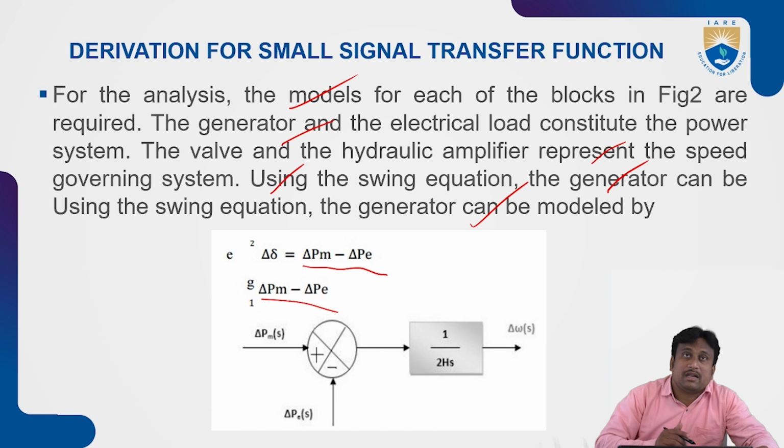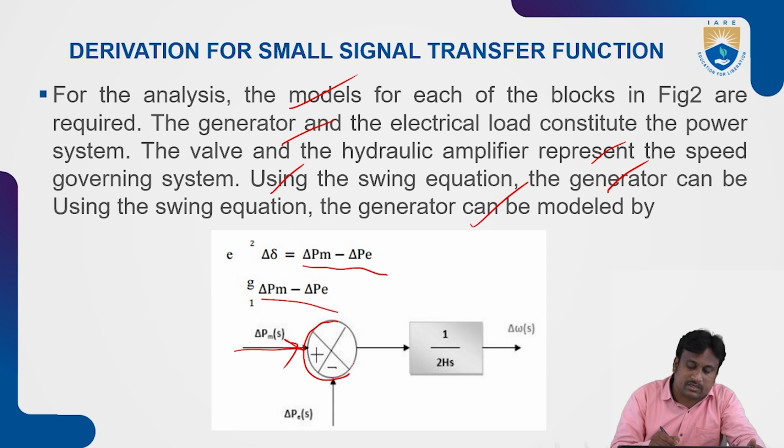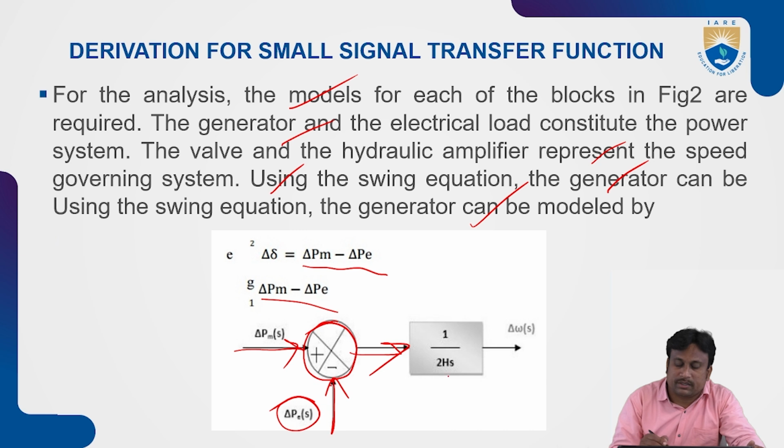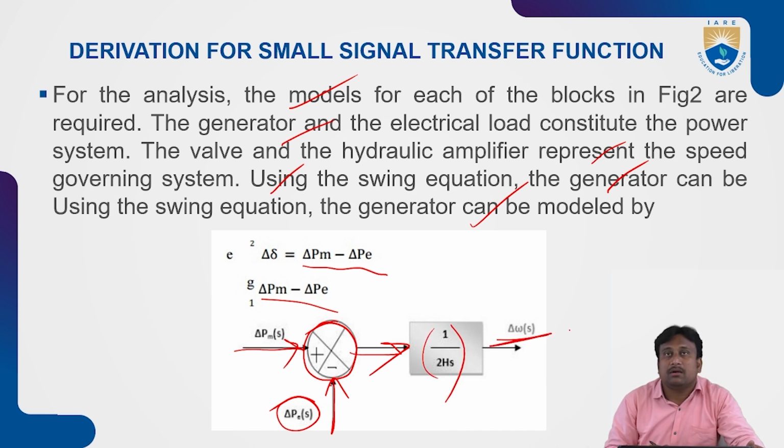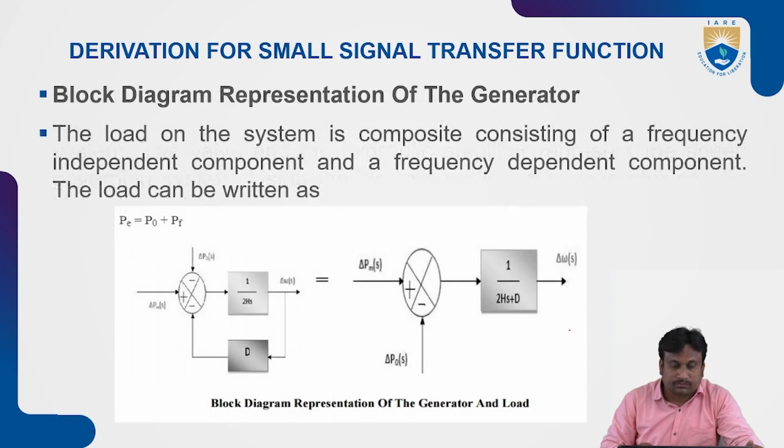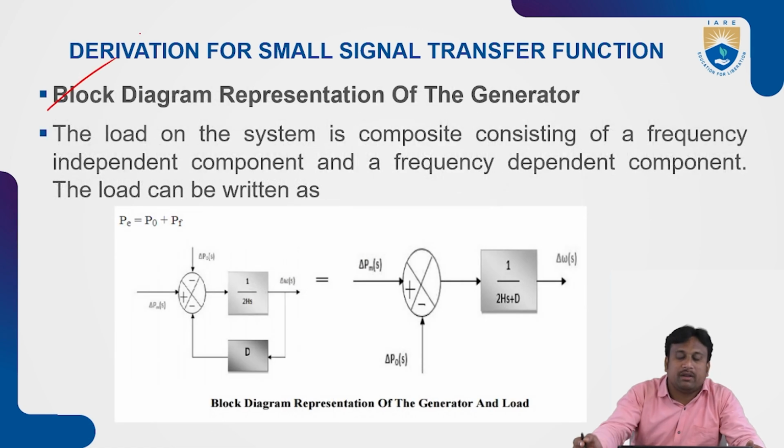Here delta Pm of s is connected to the reference signal, which is provided with the input action delta P of s, and which is connected to 1 by 2Hs, giving delta omega of s. So this represents the block diagram of the generator.